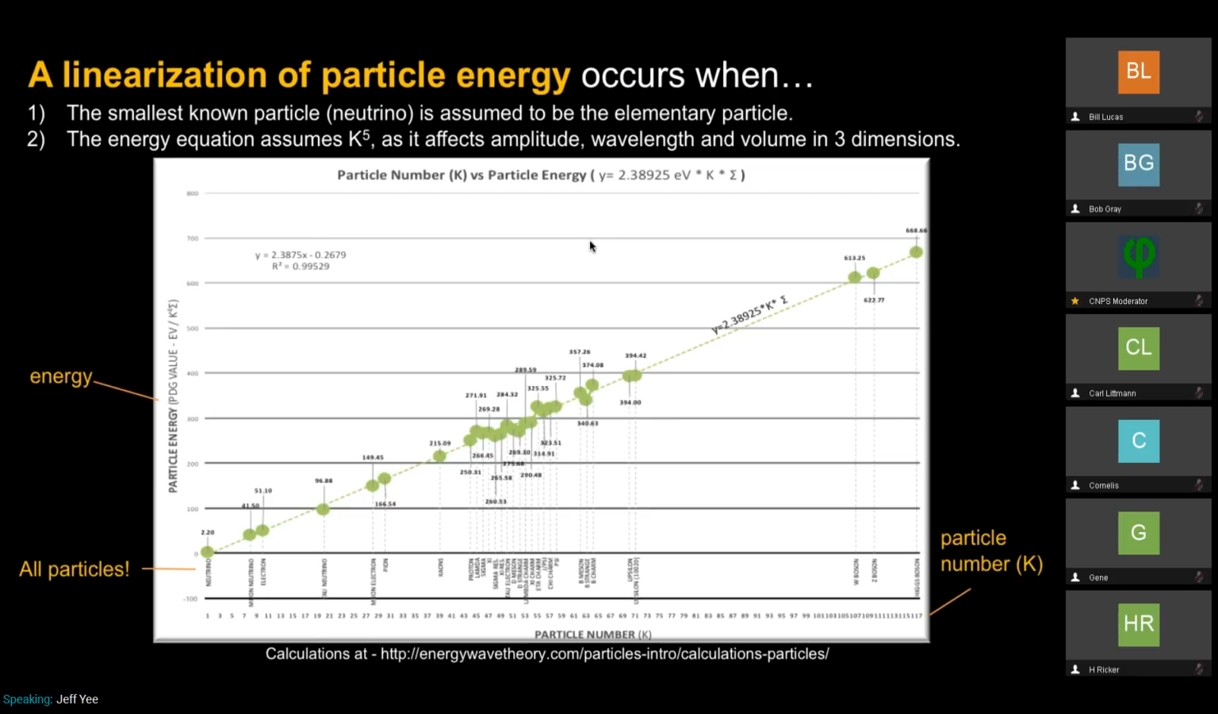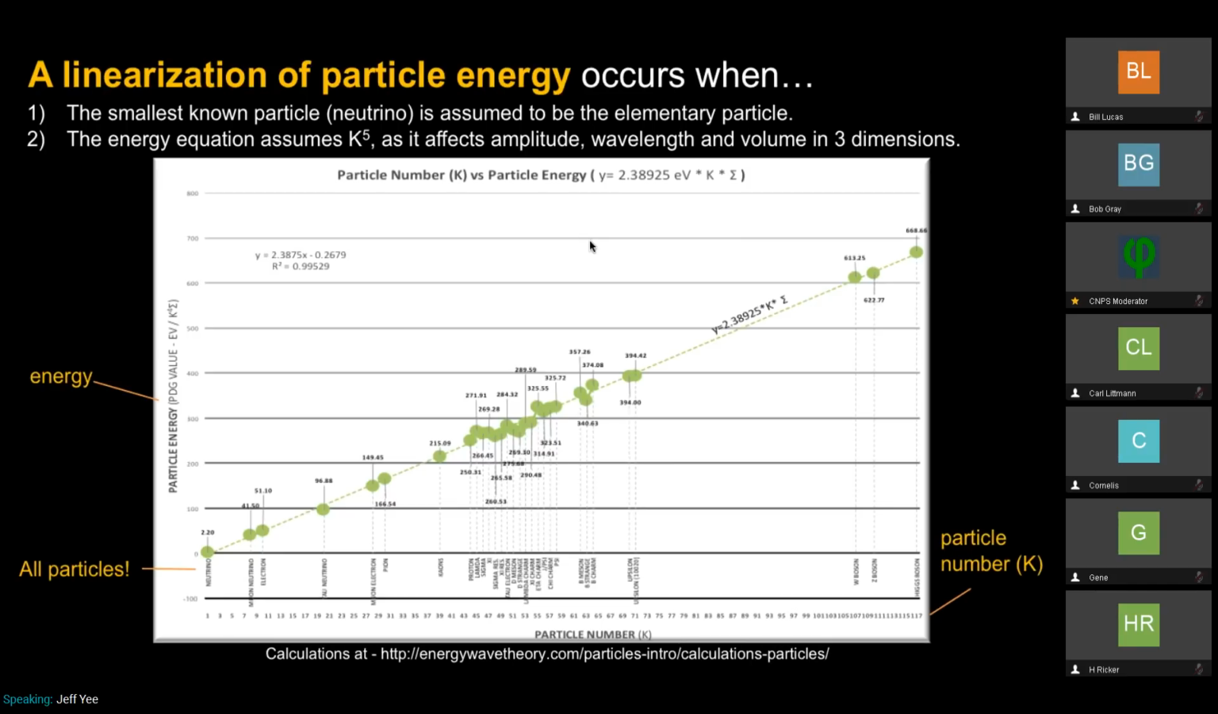And at the very bottom, you see the particle number, which I was giving as K. On the left-hand side, you see the energy value in electron volts. The amazing thing about this is that it's now linear. And I'll do a comparison here so you understand why I think this is significant.